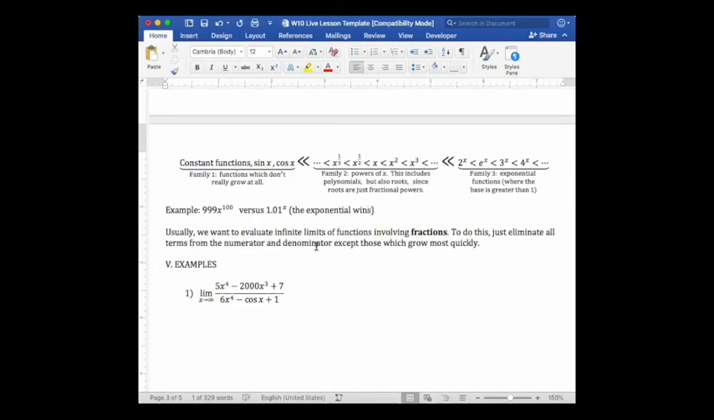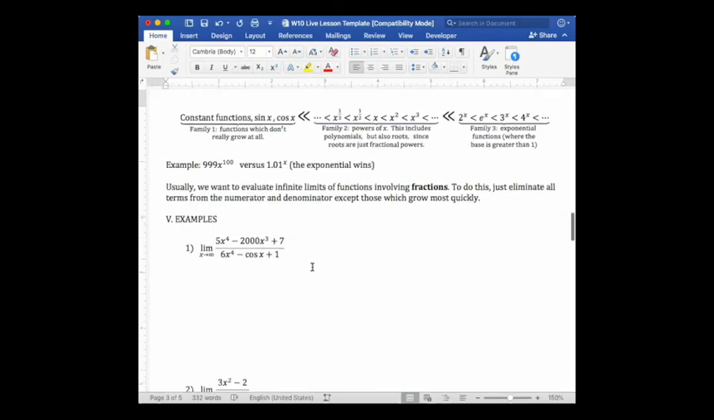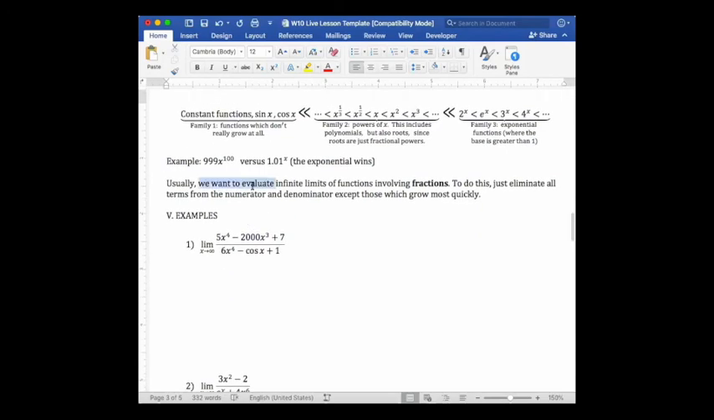So let's move on to these examples, and now let's finally talk about how to evaluate infinite limits algebraically, just by analyzing what kinds of functions we have. Usually, I'm reading here, we want to evaluate infinite limits of functions involving fractions. To do this, just eliminate all terms from the numerator and denominator except those which grow the most quickly. We're going to do that, and I'm going to explain why that works as well. Let's have a look at the first example.